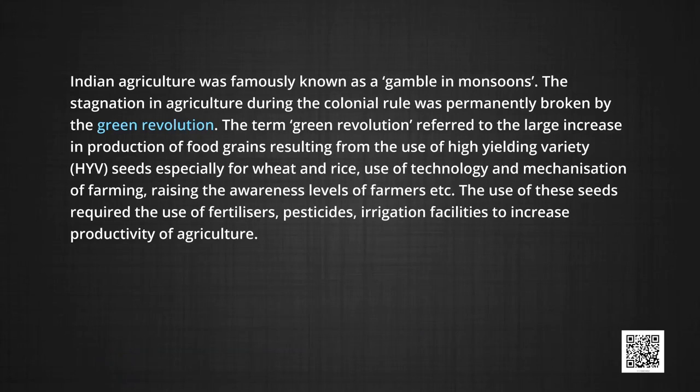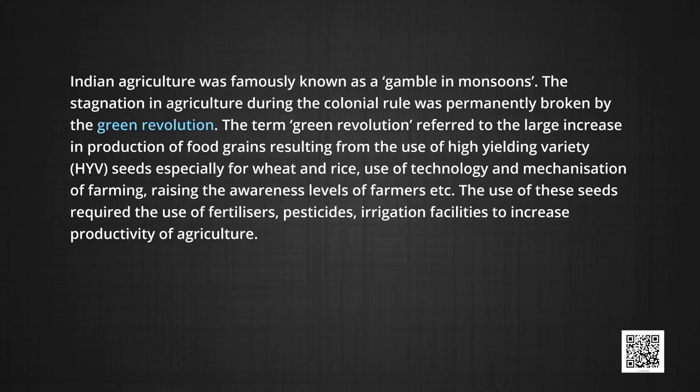Now come to the phenomenon called Green Revolution. About 75% of the country's population was dependent on agriculture before independence. The use of traditional technology and the absence of required infrastructure for the majority of farmers resulted in low productivity of agriculture. Very few farmers had access to irrigation, and if the monsoon fell short, the farmers were in trouble. Indian agriculture was famously known as a gamble of monsoons.